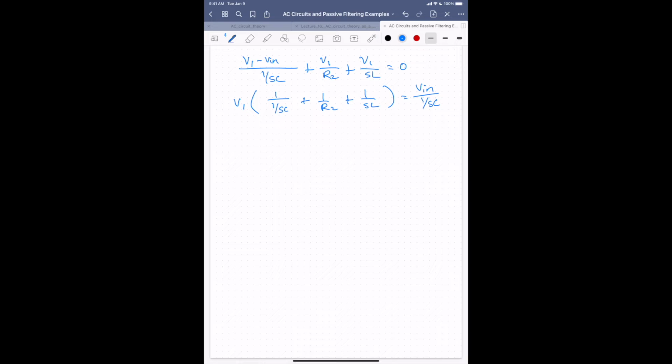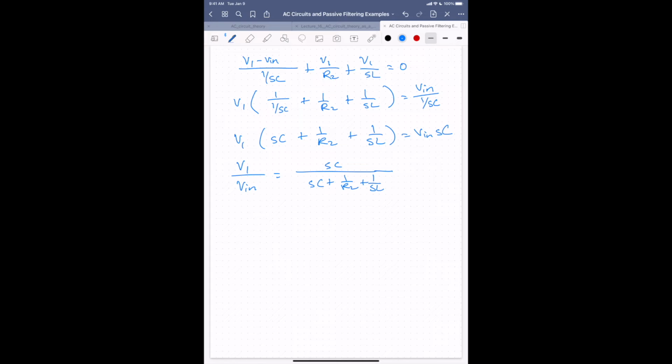Okay. If we go ahead and flip our fractions there, we'll end up with V1 times Sc plus 1 over R2 plus 1 over SL will be equal to Vn times Sc. And at this point, I'm going to solve for V1 over Vn. Like I said, there's other choices of how to get where you're going, but this is what I'm going to do. V1 over Vn will be equal to Sc over Sc plus 1 over R2 plus 1 over SL.